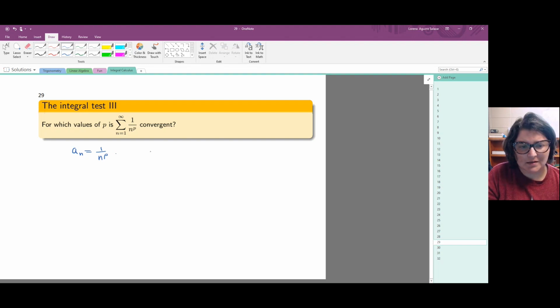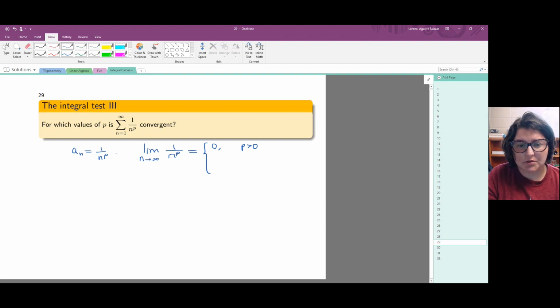If p is positive, then notice that 1 over n to the p gets really small as n goes to infinity, because then we're doing 1 over something huge to a positive power. In the case p is positive, we have a 0 in the limit. For instance, p is 2, p is 3, 1 over n cubed, 1 over n squared, they all go to 0 as n goes to infinity.